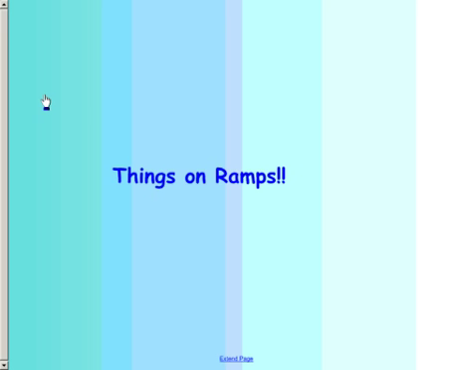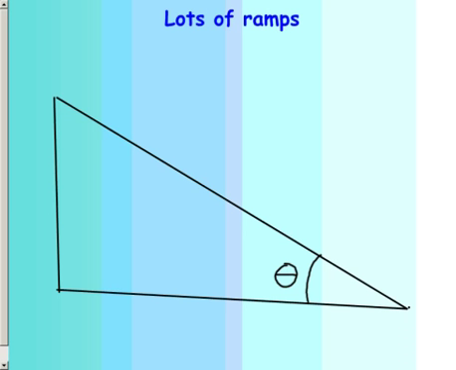So, here we go. Today we're going to talk about things that are on ramps. Basically, we've got a situation where we have some kind of ramp and something on it that's going to slide or roll, not quite fall down the ramp, but go down the ramp. We might have a block that's going to slide down. We might have a car that's going to go down the ramp. We could have a skier going down the ramp.